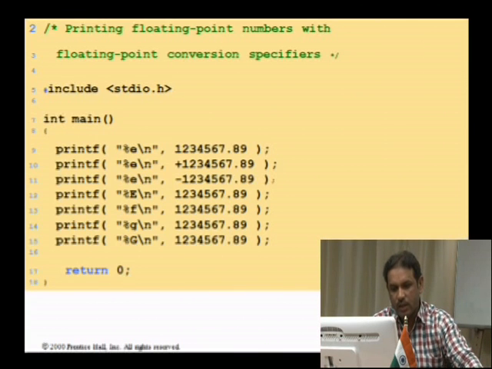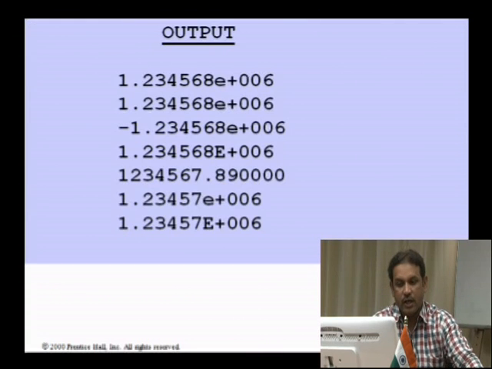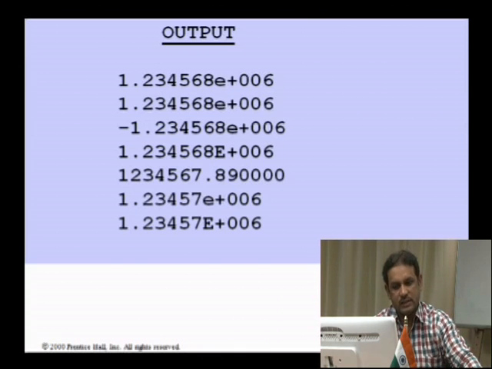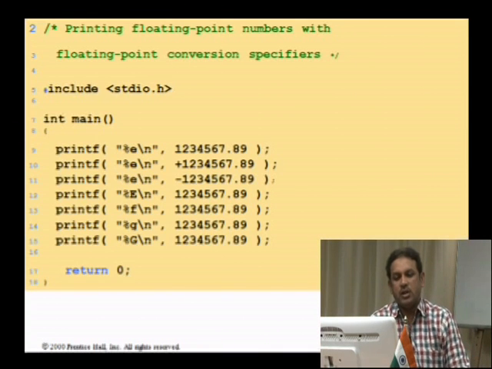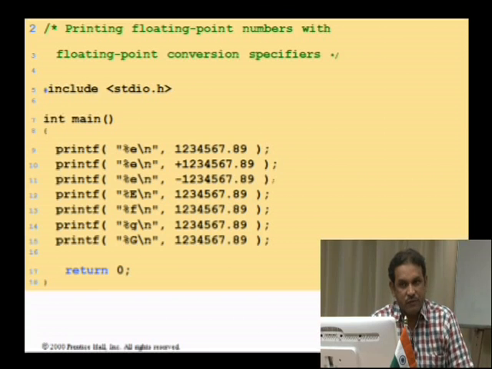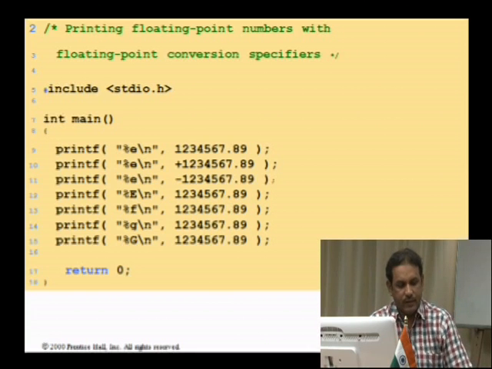Percentage g and percentage capital G are both the same. Again it will represent in the form of exponential format, same as small e, nothing different. Is it clear? So this is the difference between the different types of specifiers for floating point: percentage e, percentage capital E, percentage g and percentage capital G. All are specifiers for printing floating point numbers.